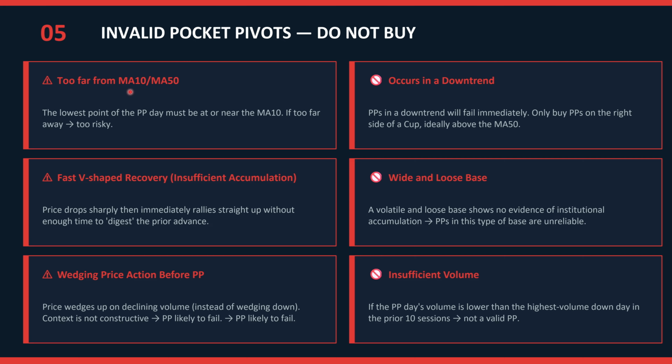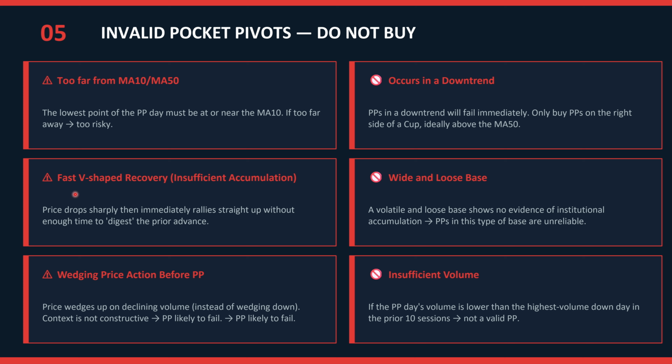1. Too far from the 10-day or 50-day MA. The low of the pocket pivot candle must be near or just below the 10-day MA. If it's too far away, the stock is already extended short term and failure risk is very high.